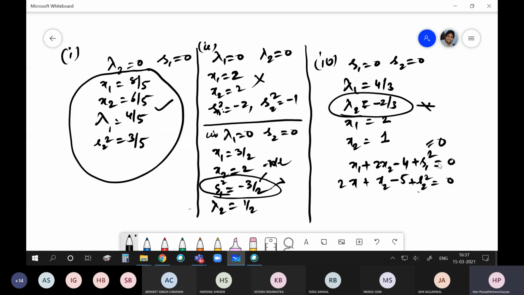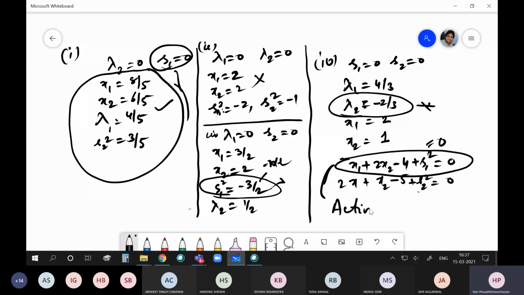So that means which is active, which I cannot violate, means I do not have any scope to violate. The first constraint is the active one, where S1 is 0. This is an active constraint, the constraint corresponding to S1. Okay. And this is an inactive constraint or redundant.